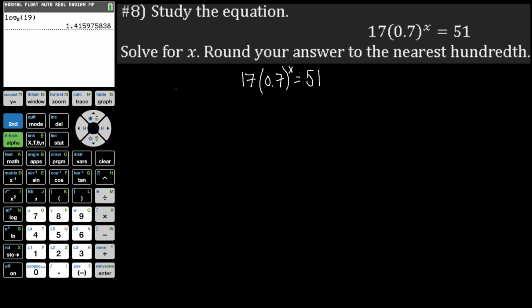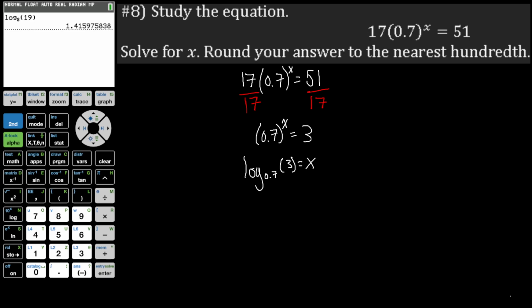I'm going to use my inverse operations to be able to solve for x. First step, I'm going to divide both sides by 15, not 15, even though I wrote it. I'm going to divide both sides by 17. And so now I have 0.7 to the power x equals 3. Again, make sure you can rewrite it for yourself. I can say I have log base 0.7, my answer is 3, my exponent is x. Again, make sure you type it in carefully.